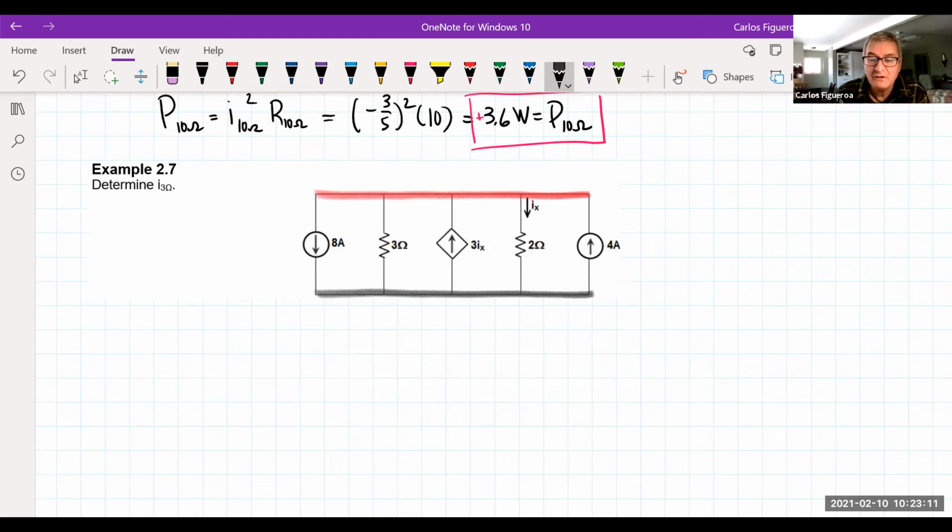What do we know about things that are in parallel? Well, they have the same voltage. So we all know that they have the same voltage. And what you're also seeing here is that there are 2 resistors.